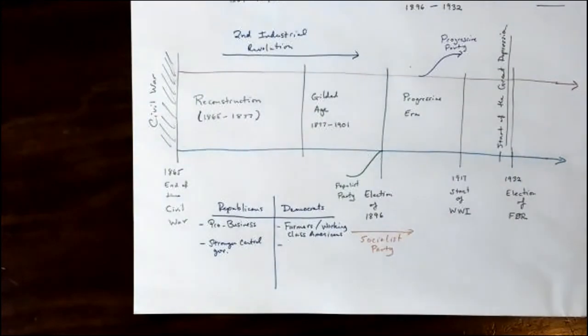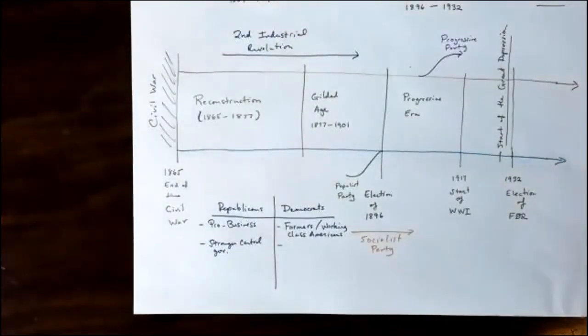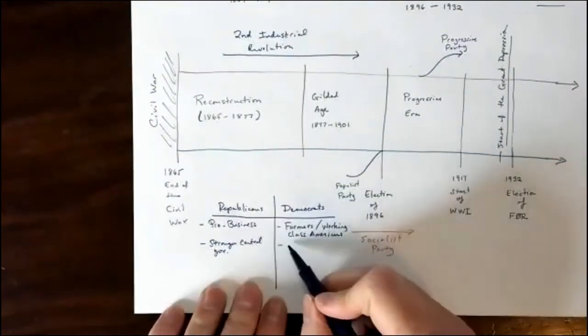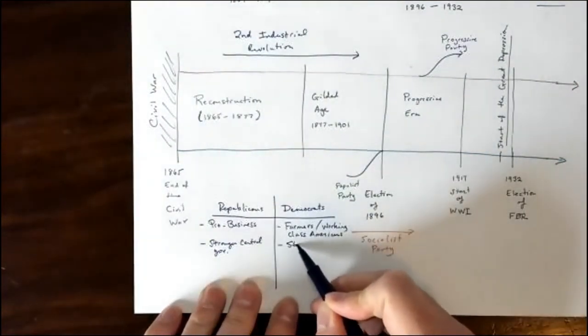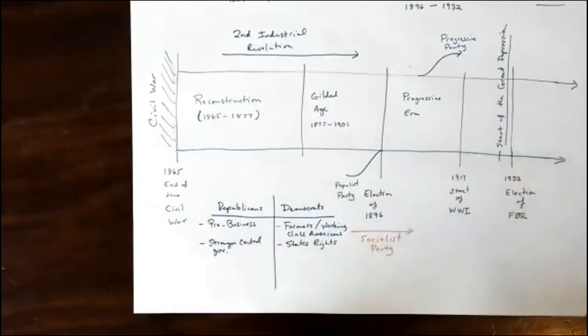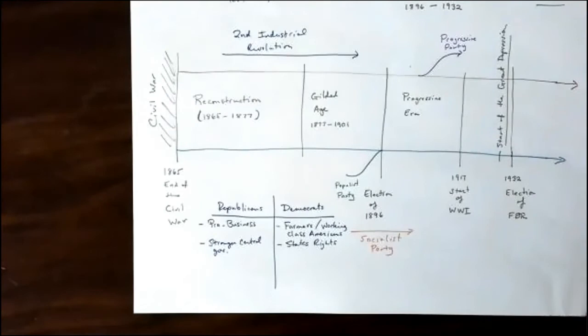They're also pushing for protective tariffs and government projects, like the building of the Transcontinental Railroad and other things like that. You've got the Democrats during this time period still advocating for states' rights. In fact, they resent to a high degree the Republican influence in the South after the Civil War. And that's going to be a major source of conflict.